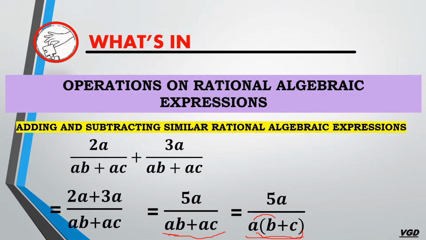So our new expression will be 5a over a times the quantity of b plus c. And take note, we can still cancel the common factor in the numerator and denominator, which is a. So we can just cancel it. So our final answer for this expression is 5 over b plus c.